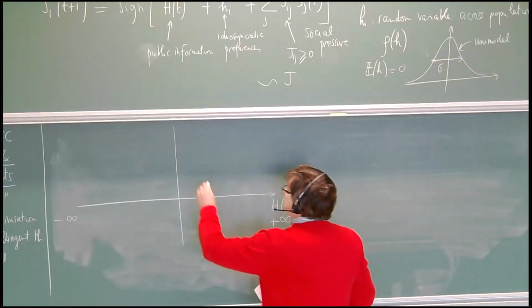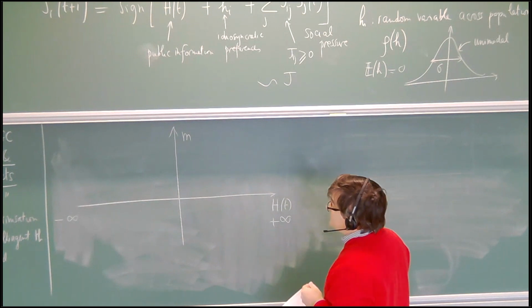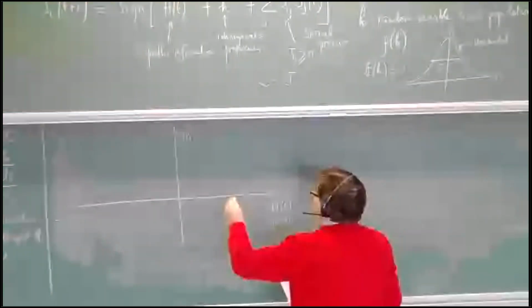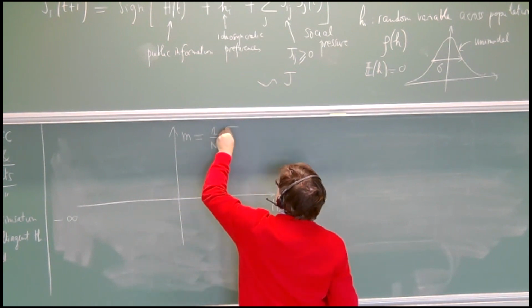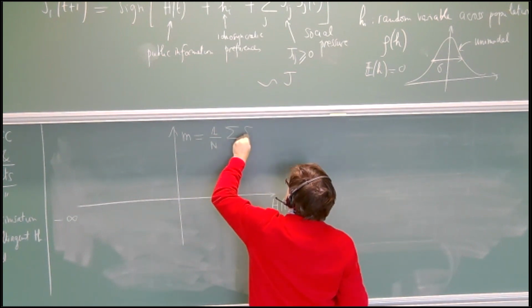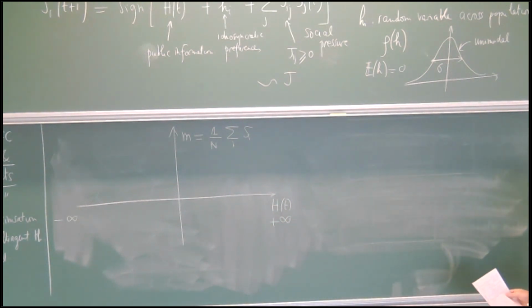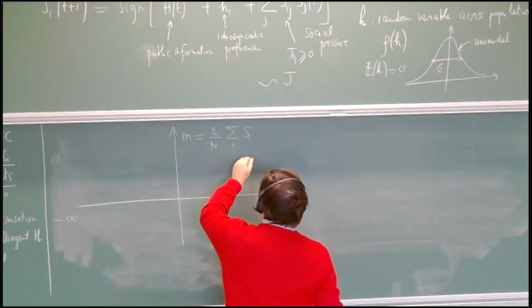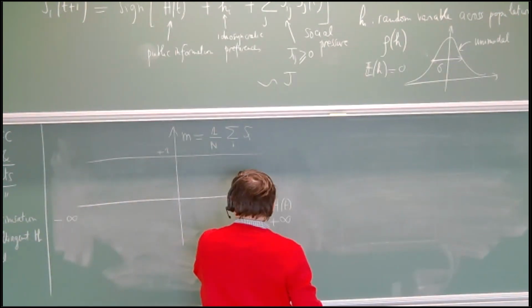So in order to describe the system, I'm going to introduce what in physics is called the magnetization of the system, which is just the average decision. So it's 1 over N, sum over i of SI. Okay? And of course, m depends on t because the SIs will depend on t. So what do you expect to find? So of course, m is between +1 and -1.